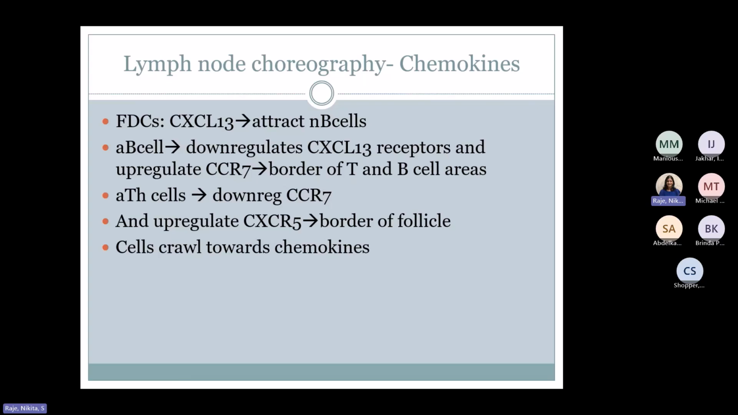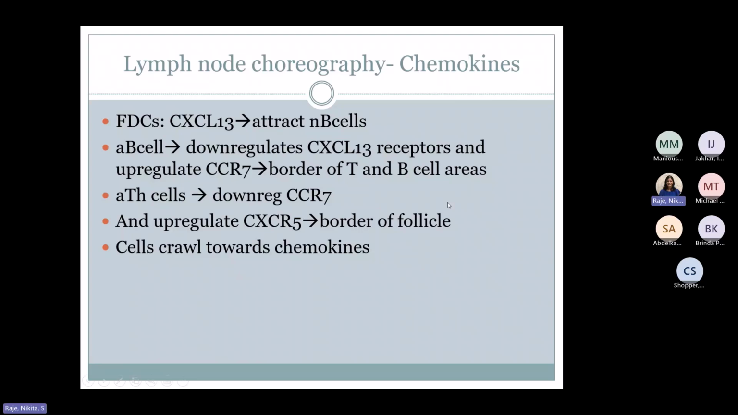The naive T cells express a lot of CCR7 and they end up in the T cell region. When the helper T cell gets activated, it starts down-regulating CCR7. So it moves away from the T cell region and goes closer to the B cell region. That's where, at the border of the B and T cell regions, the activated B cell and activated T cell will meet so that they can interact with each other, and the T helper cells can help B cells in their job, whether it's for somatic hypermutation or class switching.